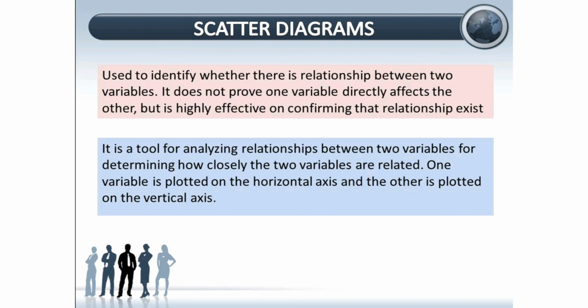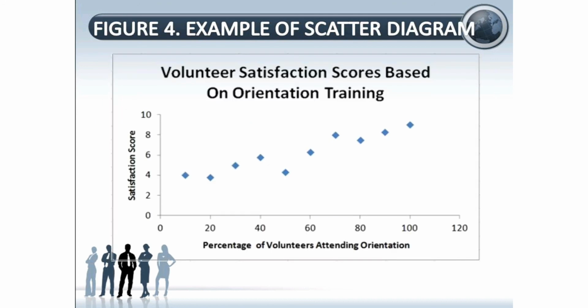It is a tool for analyzing relationships between two variables for determining how closely two variables are related. One variable is plotted on the horizontal axis and the other is plotted on the vertical axis. Here is an example of a scatter diagram. A scatter diagram might show the relationship between how satisfied volunteers are that attend the orientation training. The diagram shows the relationship between volunteer satisfaction scores and volunteer orientation training.